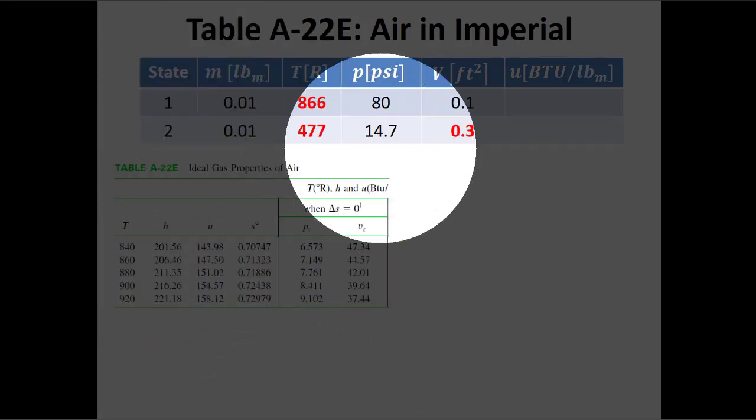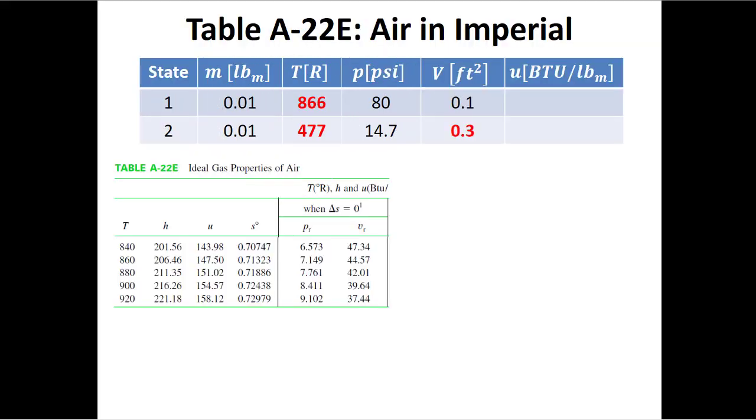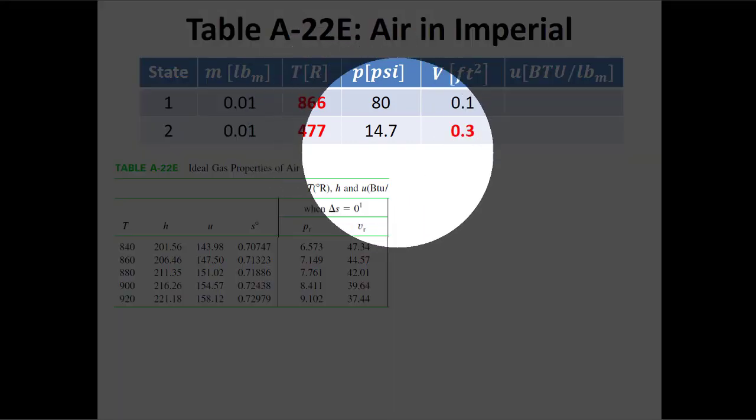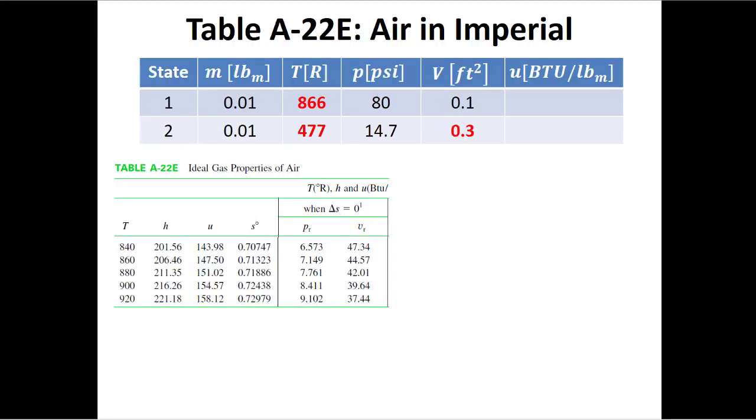I'm going to find the specific internal energy at state 1, where the temperature is 866 degrees Rankine. Here it's important to see that we have temperature in Rankine. That's in the header for this table. It tells us the temperature is in Rankine. So if you're looking in Fahrenheit, you'll have to convert that using the conversion that's on your exam review sheet. So now I have 866, which is between 860 and 880.